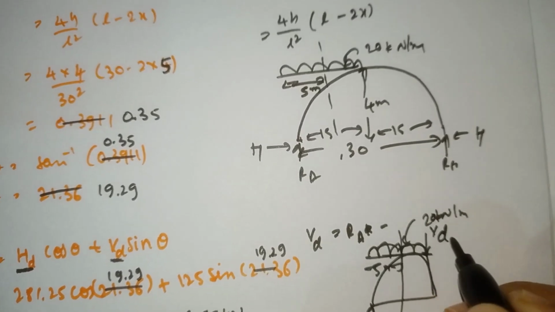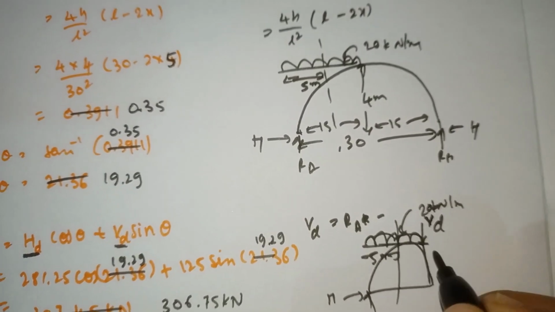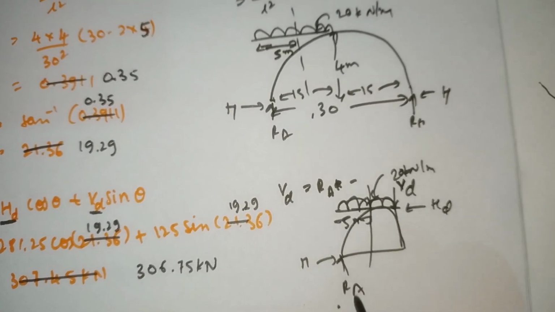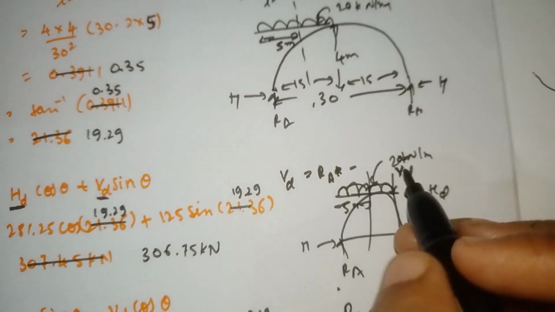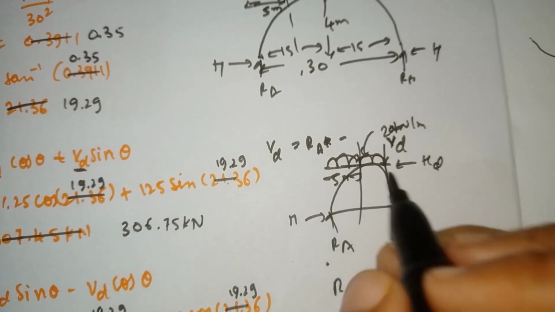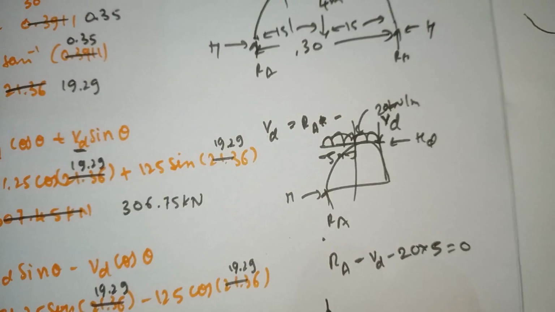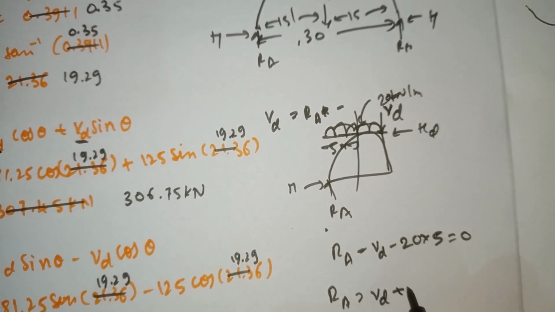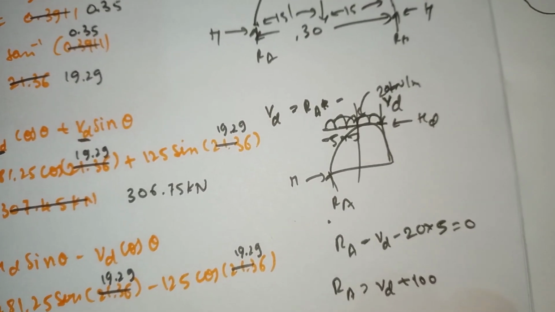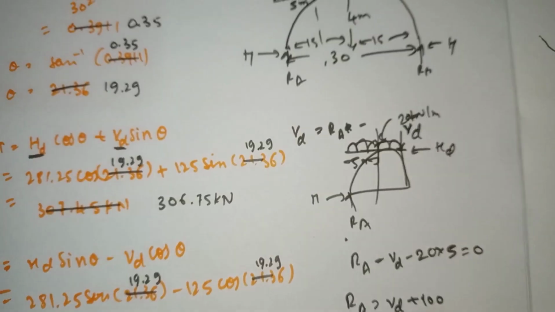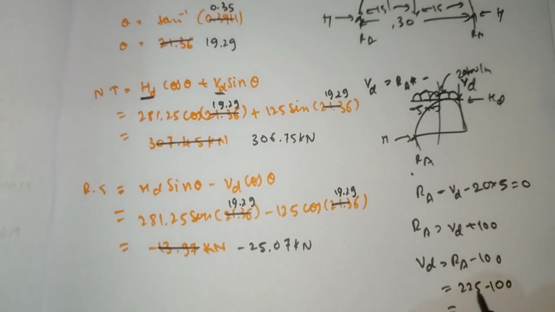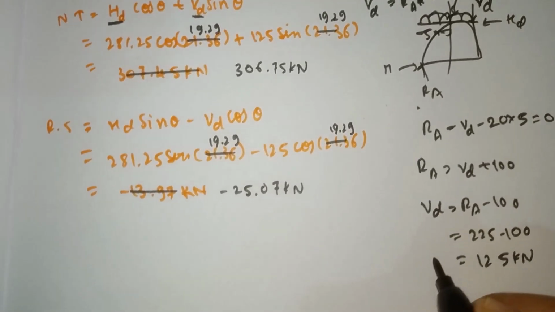So RA. Here on the reaction one force will take place, that is VD vertical, here also HD horizontal. To find out the VD, we need to take the upward forces equal to the downward forces. The upward force is RA, so plus RA; VD is coming downward, so minus VD; and the UDL is coming downside, so that is 20 into 5, is equal to 0. So I have rearranged this: RA is equal to VD plus 20 into 5, which is 100. So now we need to calculate VD. VD is equal to RA minus 100. The RA value we got was 225. Now substitute RA as 225 minus 100. So it will come out as 125 kilonewton. So VD is 125 kilonewton.